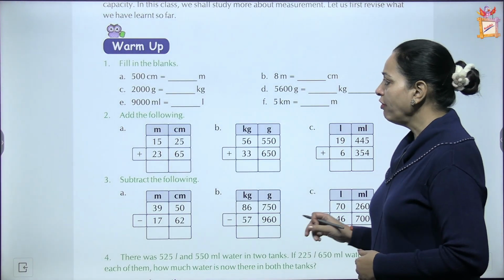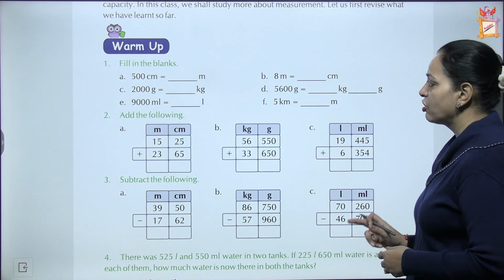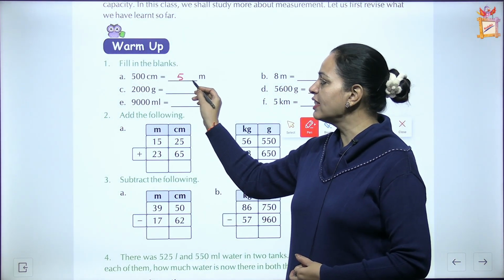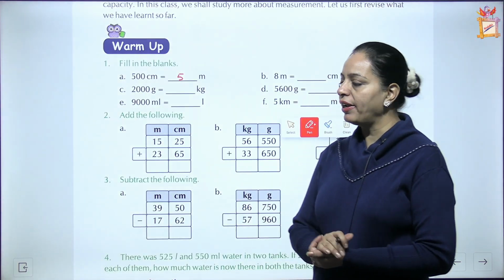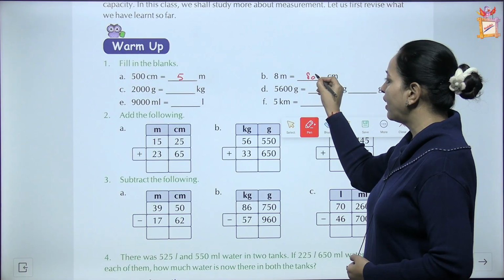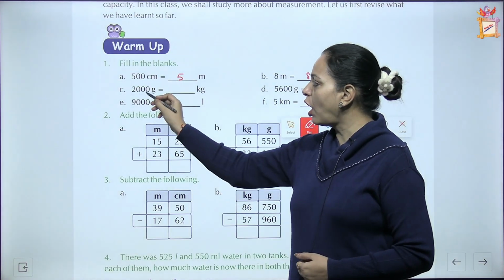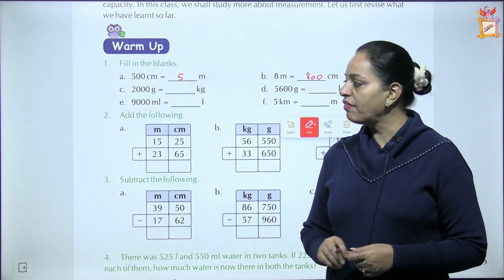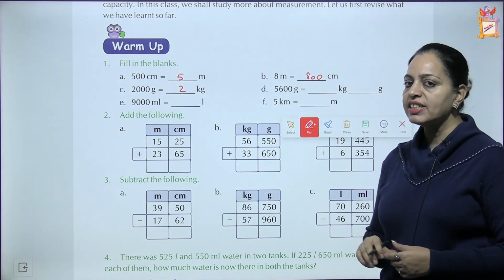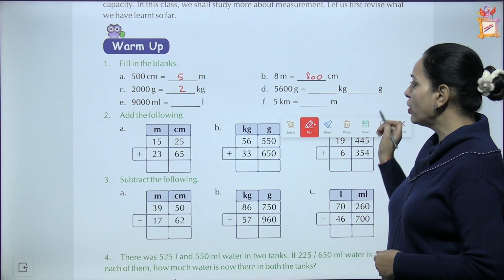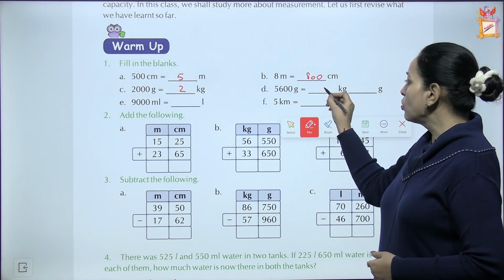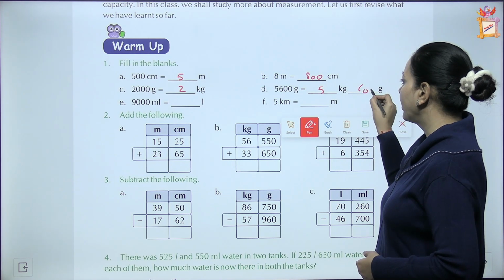A part. 500 centimeter equals to dash meter. So 500 centimeter converted into meter is 5 meter, divided by 100. Now B part, 8 meter, how many centimeter? 800. Now C part, 2000 gram, how many kg? Divided by 1000, that is 2 kg. Now D part, 5600 gram. Convert into kg and gram. So divided by 1000. So 5 kg 600 gram.